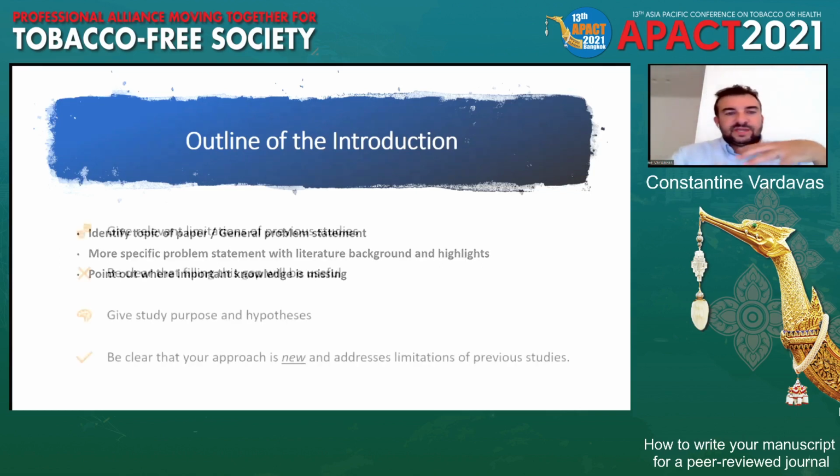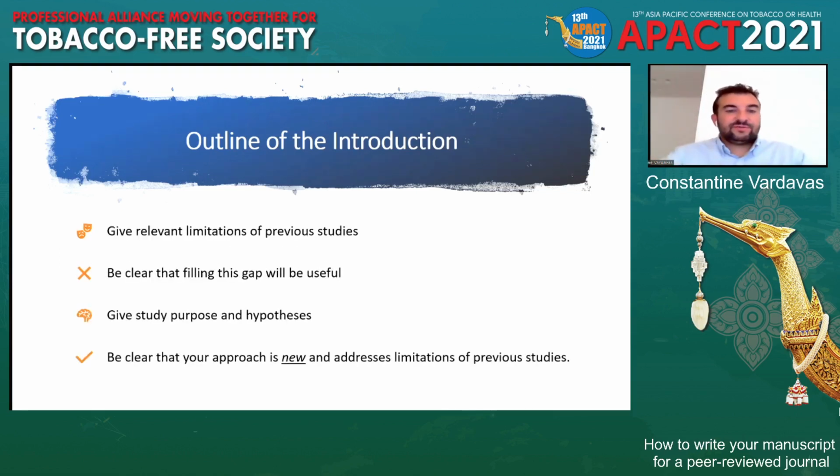So an introduction gives relevant limitations of previous studies. So for instance, the gap may be that other studies have limitations, such as the last study that assessed secondhand smoke in a country was done 5 years ago, or before a smoke-free legislation, or before plain packaging, or before graphic warning labels were implemented. So that's a limitation of a previous study, which then shows why your study is more important and better. So be very clear on how filling the gap will be useful.